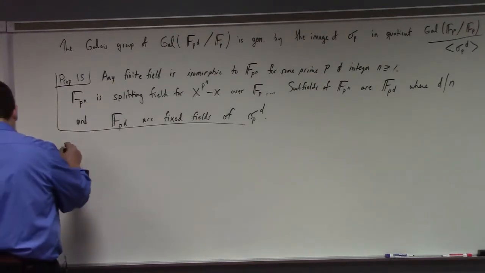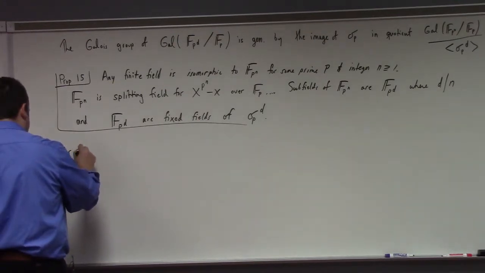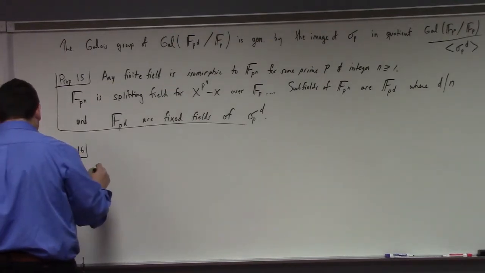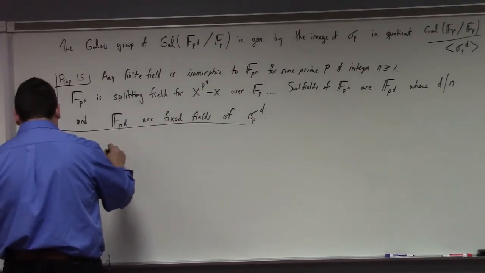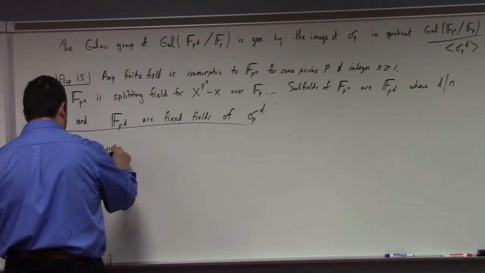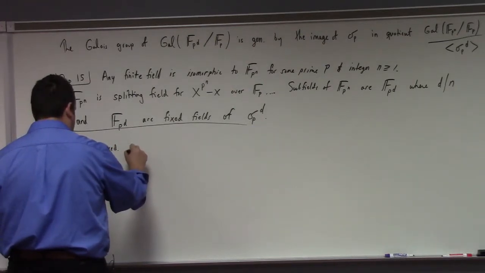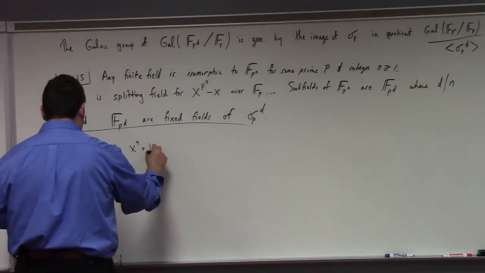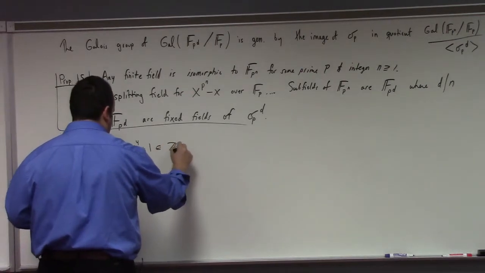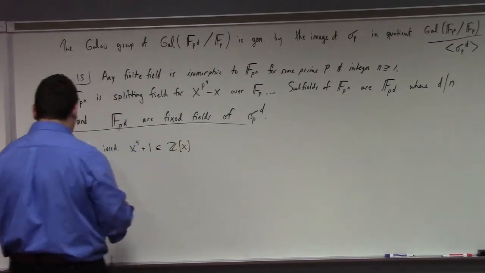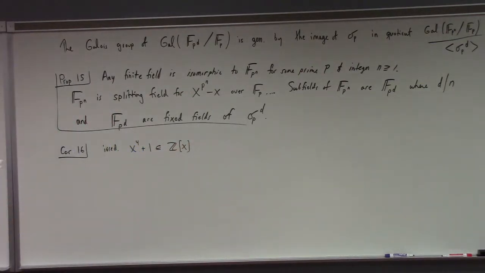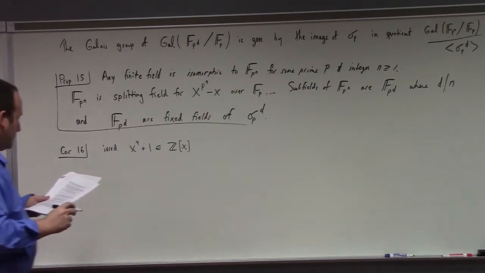I'll look at Corollary 16. This is a kind of neat calculation. He says the irreducible polynomial x^4 plus 1, of course that's in the polynomials with integer coefficients, is reducible modulo every prime p.